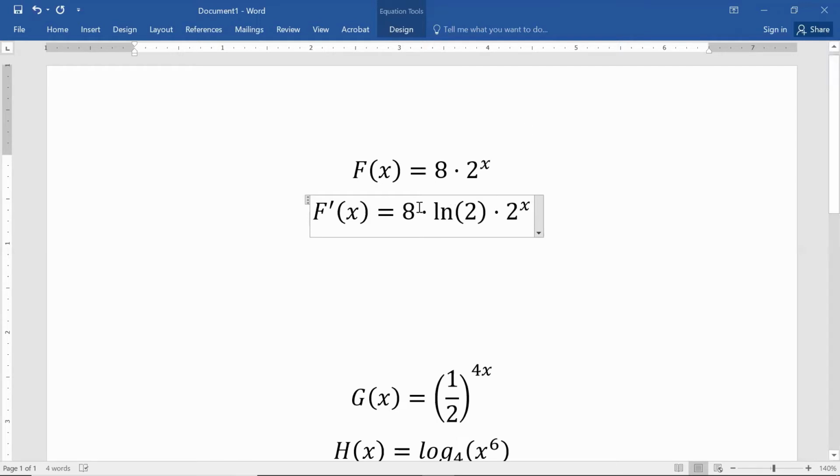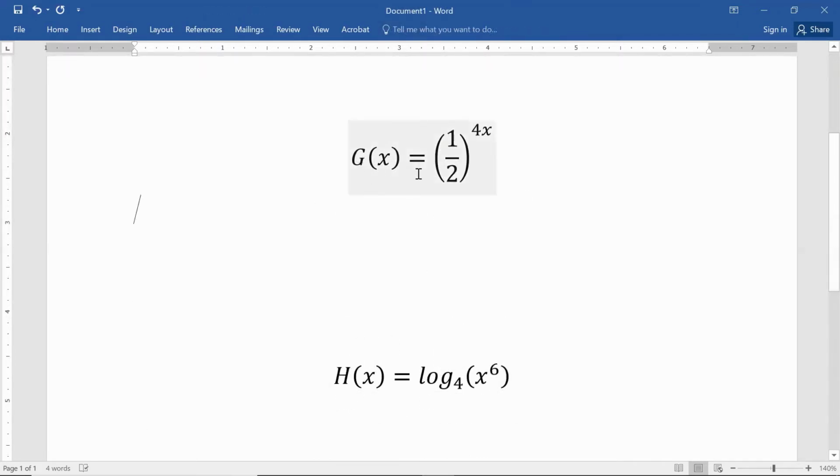Now, this is 3 expressions multiplied times each other, the order of which doesn't matter. So if you went 8 times 2 to the x and then times the natural log of 2, you could do that. But I prefer it this way. Notice that I did not have to go through the whole change of base thing. Once I know that 2 to the x has a derivative which is natural log of 2 times 2 to the x, I don't have to convert bases to find the derivative anymore.